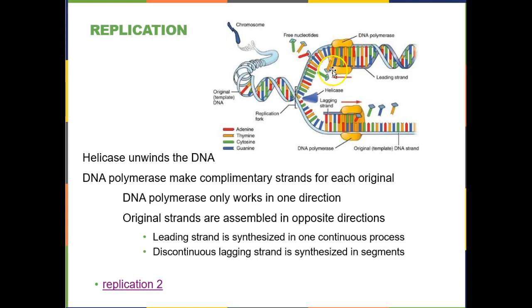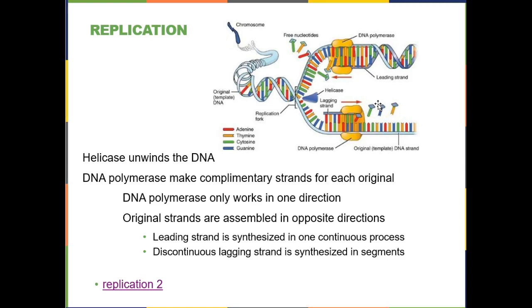Then you have DNA polymerase, which is what manufactures a new complementary strand opposite your two pre-existing strands. So that part you need to know. Helicase, polymerase, one double-stranded DNA molecule gets turned into two double-stranded DNA molecules.